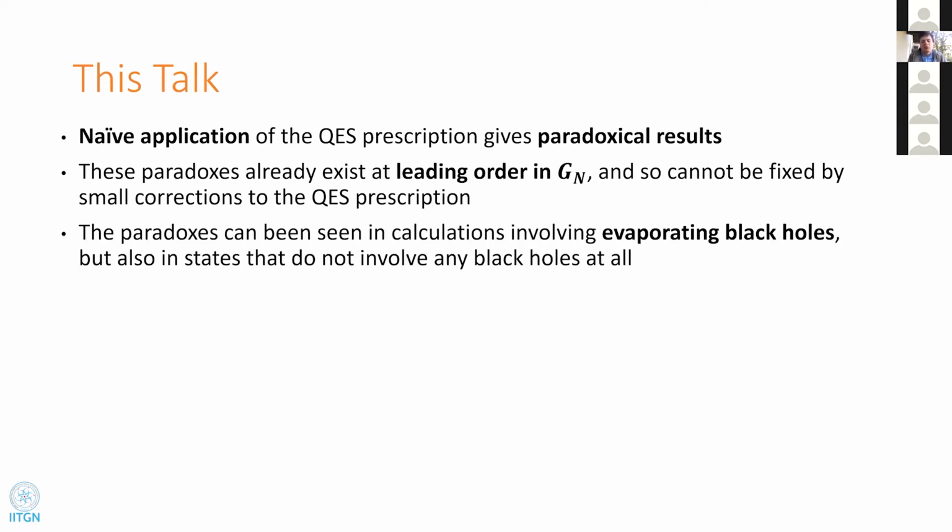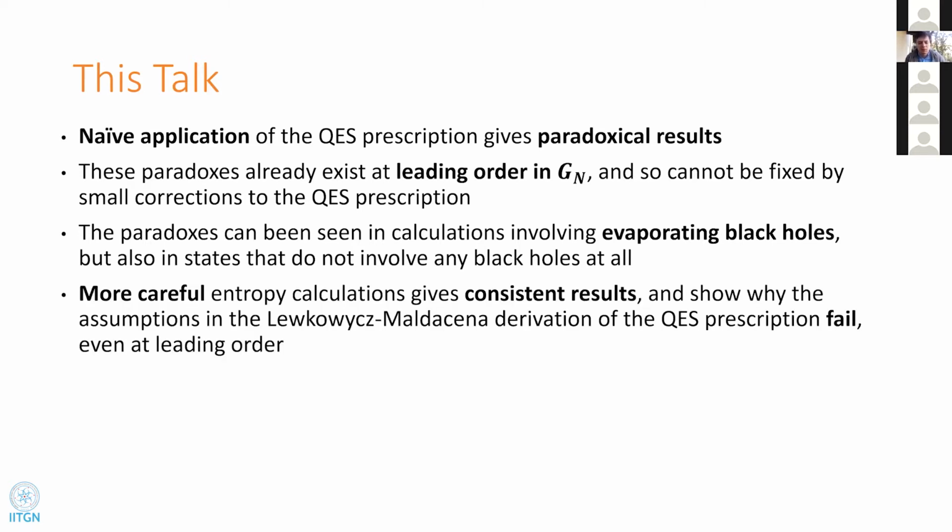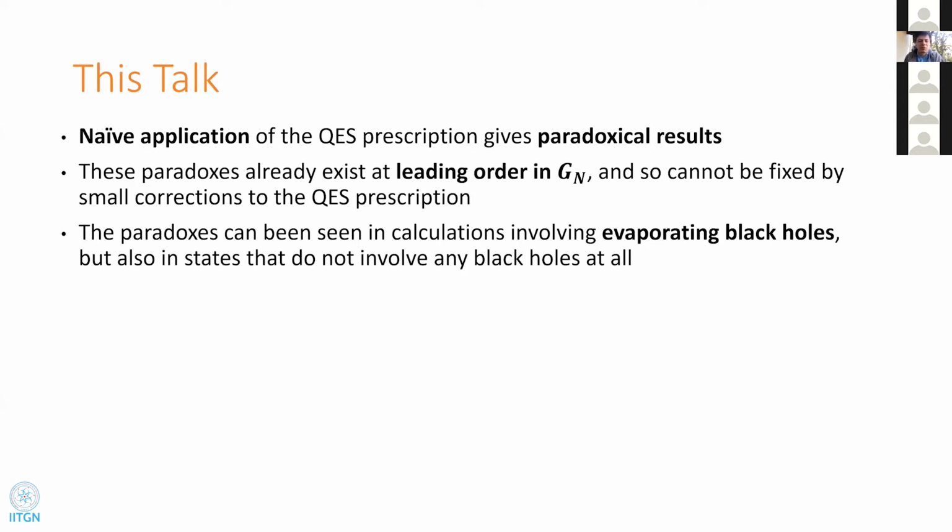So one example of the states where you can see these paradoxes is indeed evaporating black holes. Very closely related to the ordinary examples of quantum extremal surfaces for evaporating black holes that people now know and love. But it's not just in those situations where these problems show up. You can also see them in cases where there's no black holes at all.